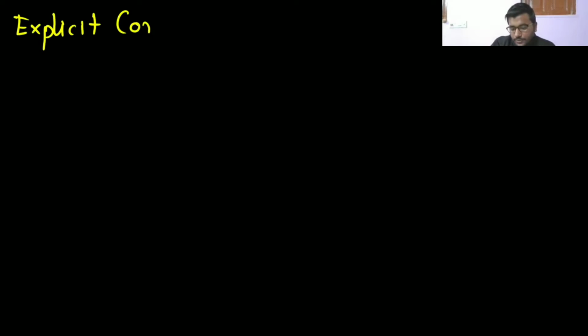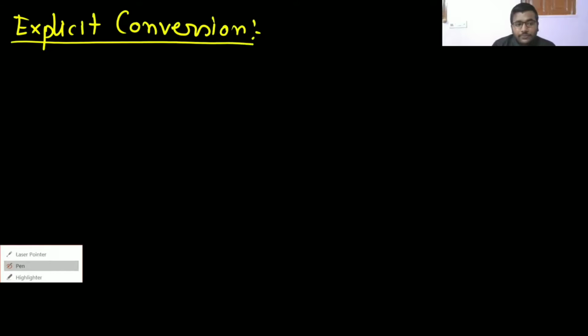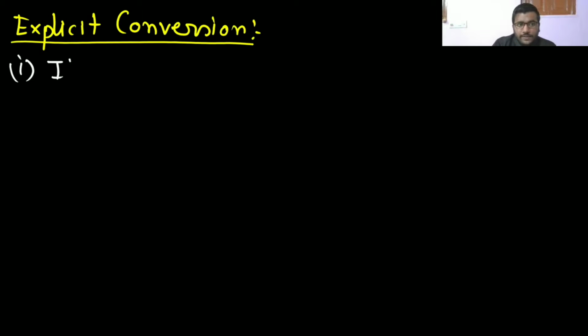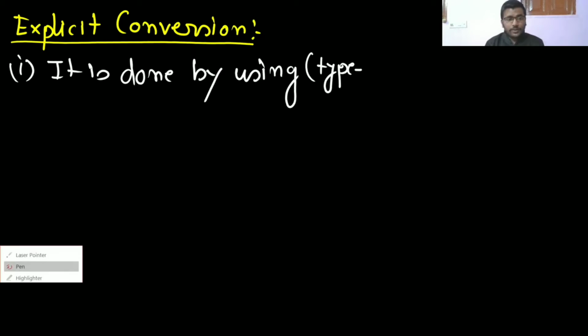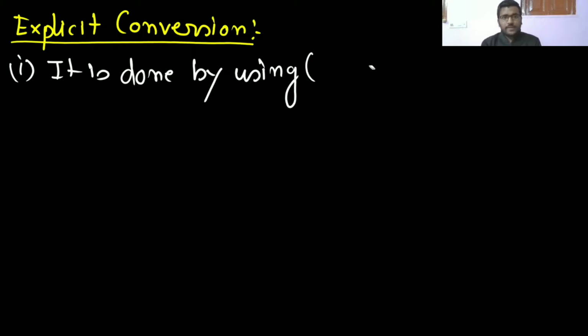We are going to see now explicit conversion. Explicit conversion happens by using a type cast. It is where we forcefully want to convert into another type. This is done by using a unary operator called cast.